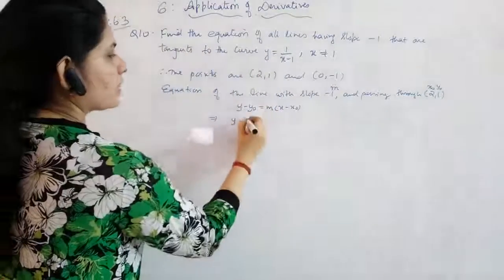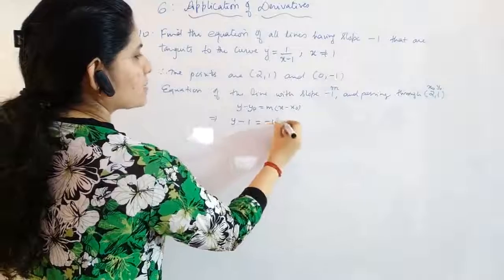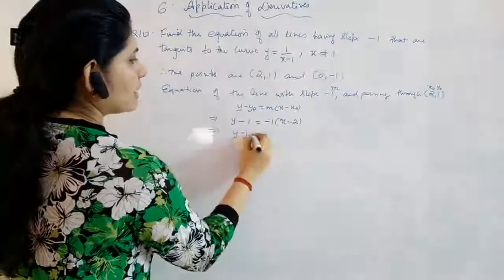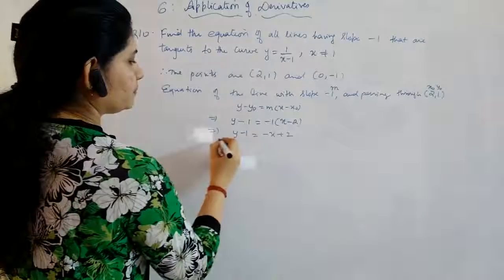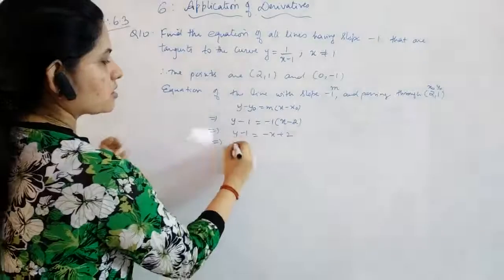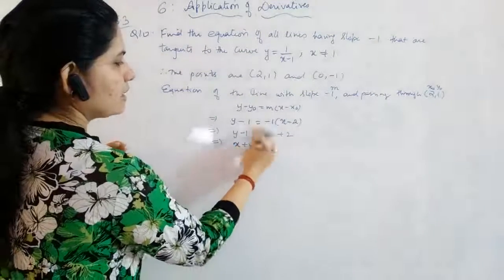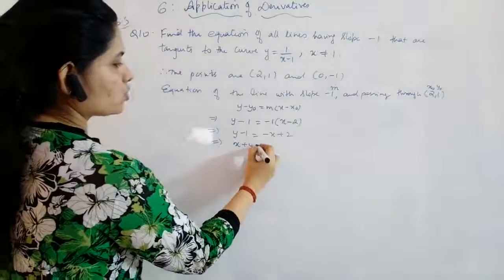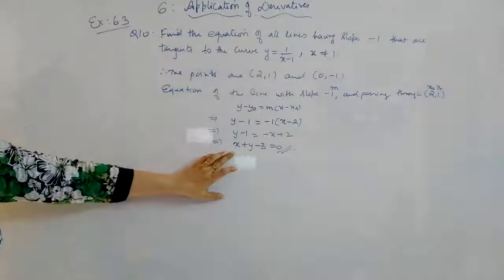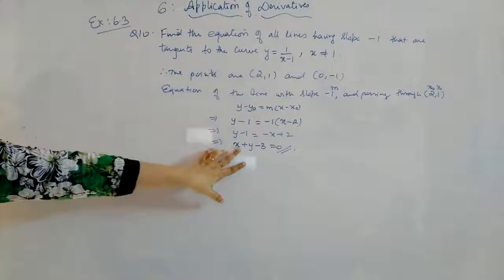So you'll get y minus y naught, that is y minus 1, is equal to m, minus 1, into x minus 2, which will give you y minus 1 is equal to minus x plus 2. You can just take this to the other side, so x plus y, this will give you minus 1 minus 2, minus 3, equal to 0. So one equation is x plus y minus 3 equal to 0.